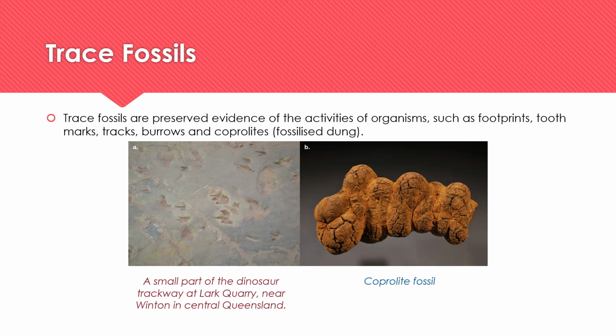Your trace fossils are where you have evidence of the activities of the organism that have been preserved. Footprints, tooth marks, tracks, burrows, and coprolites, the fossilized poo. Those are all things, they're not the organism itself, but they're the things the organism has left behind. Markers that they were there, either physically because they've marked the ground with their movement or because they left a poo behind. And so these can also get fossilized as well.